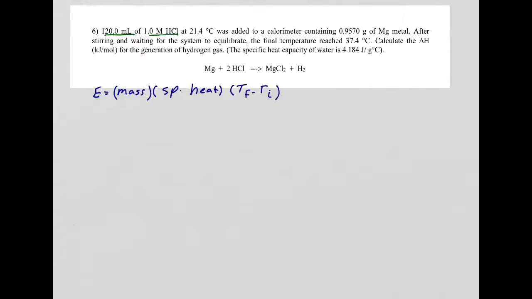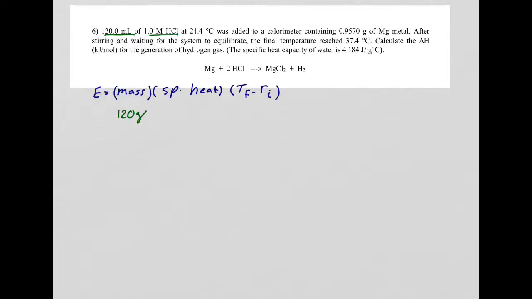1 molar HCl is 99% just H2O. And we know that density of water is 1. So if I have 120 ml of hydrochloric acid, and I know hydrochloric acid is mainly H2O, how many grams do I have? I have 120 grams of HCl. You guys follow that? Because again, HCl is mainly water. The density of water is 1. So if I have 120 ml of HCl, I have 120 grams of HCl.